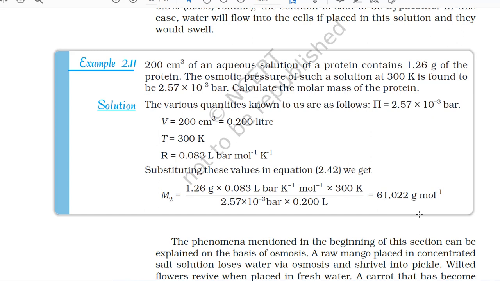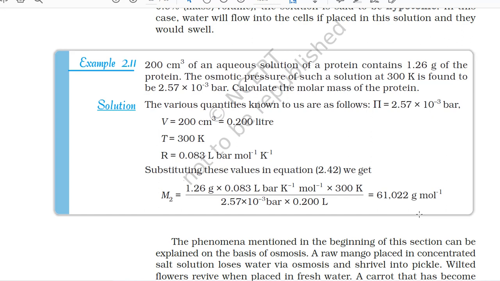Solution. The various quantities known to us are as follows. π is equal to 2.57 into 10 to the power minus 3 bar. V is equal to 200 cubic centimeter is equal to 0.200 liter. T is equal to 300 Kelvin. R is equal to 0.083 liter bar per mole per Kelvin.